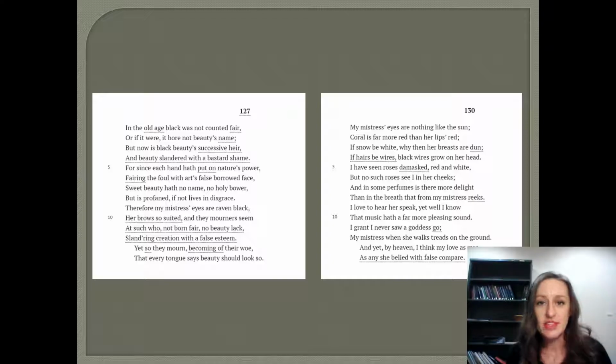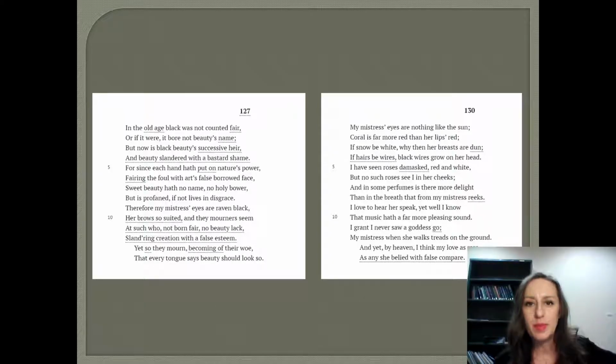It's not clear, but it is very interesting to consider Shakespeare's mistress being of the black race.